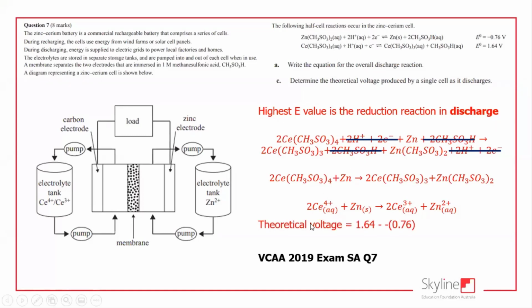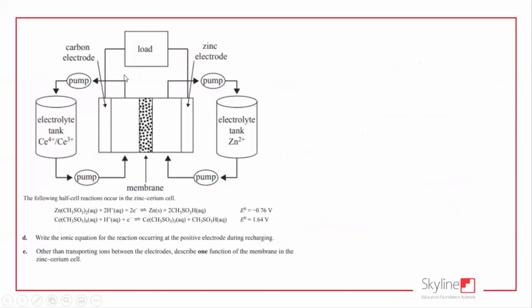And our theoretical voltage is 1.67 minus negative 0.76, which gives us 2.4 volts. Our next 2 questions are: write the ionic equation occurring at the positive electrode during recharging, and other than transporting ions between electrons, describe one function of the membrane.